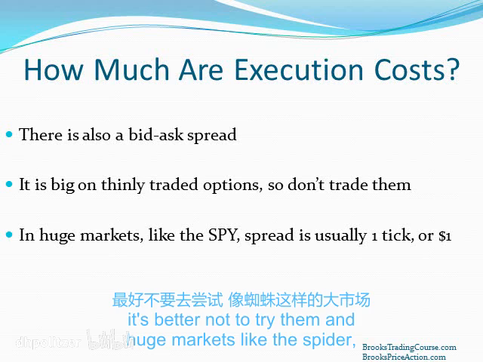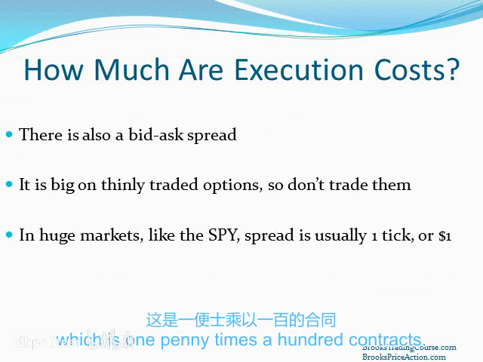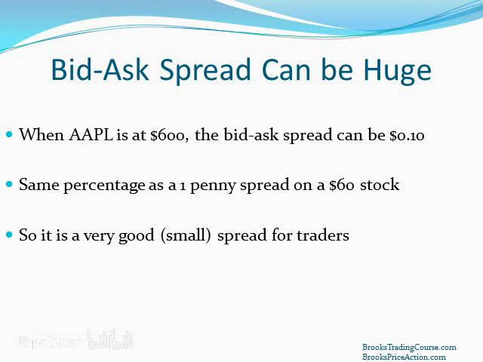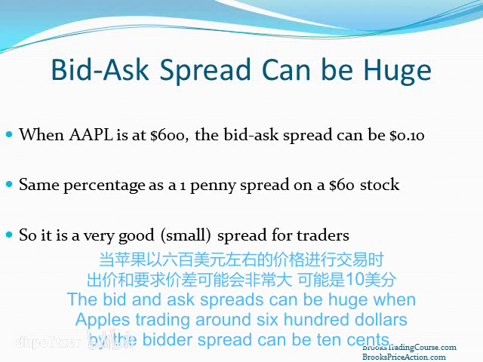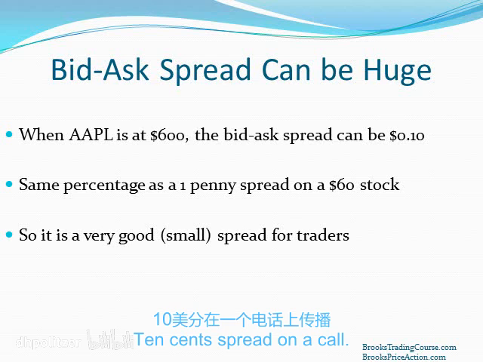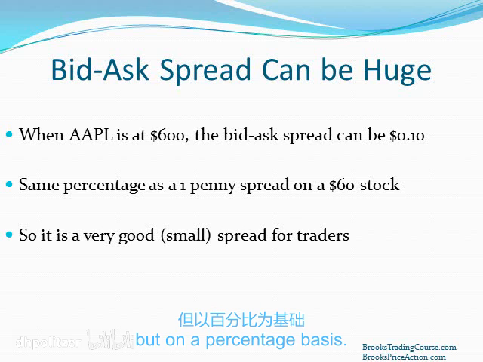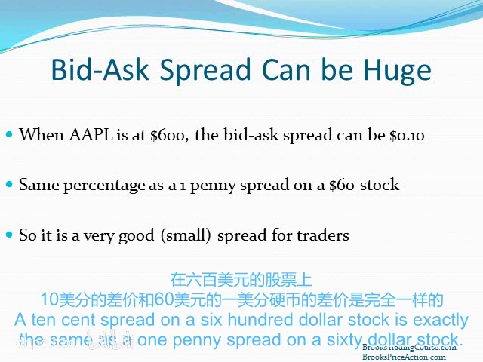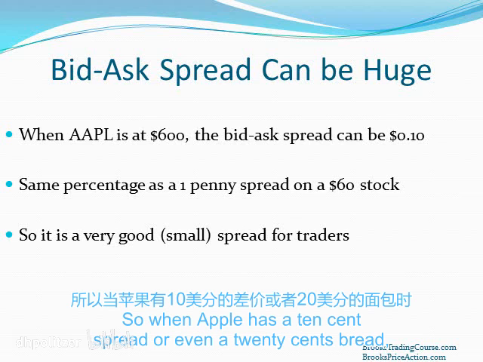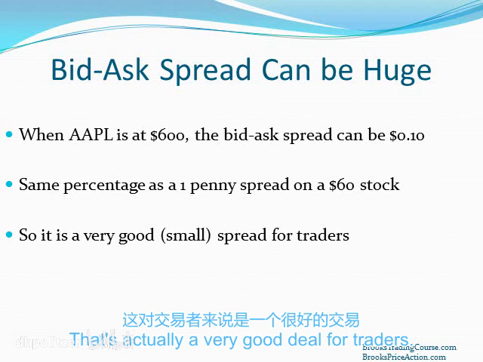In huge markets like the Spider, the spread is usually only one tick, which is 1 penny times 100 shares, or $1 per call or per put. The bid-ask spread can be huge. When Apple's trading around $600, the bid-ask spread can be 10 cents, sometimes 20 cents. However, you can say, well, I don't want to pay a 10 cent spread on a call. That's way too much. But on a percentage basis, a 10 cent spread on a $600 stock is exactly the same as a 1 penny spread on a $60 stock. And that's a very good, very small spread for traders. So when Apple has a 10 cent spread or even a 20 cent spread, that's actually a very good deal for traders.